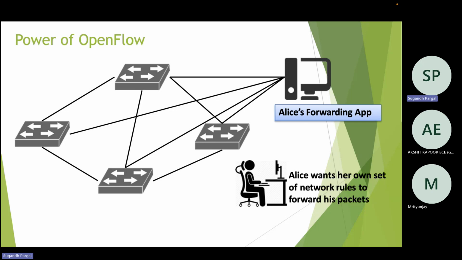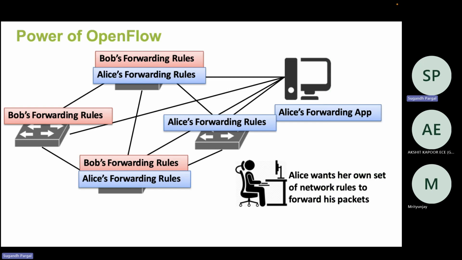Similarly, if Alice wants to forward through another set of rules, she maintains her own forwarding app, which is again used by all the routers for communication between themselves. So that means an individual person can set up an individual set of rules for that particular network.